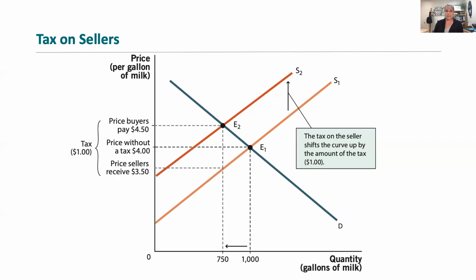And we can see that these prices are the same as in the model we just looked at. The buyer pays $4.50 per gallon, and the seller only gets to keep $3.50 per gallon. Buyers are paying higher prices, sellers are keeping less. So again, even though the tax was levied on the seller at the point of production, the seller can push some of the cost of this off towards the buyer by raising the price of their product.